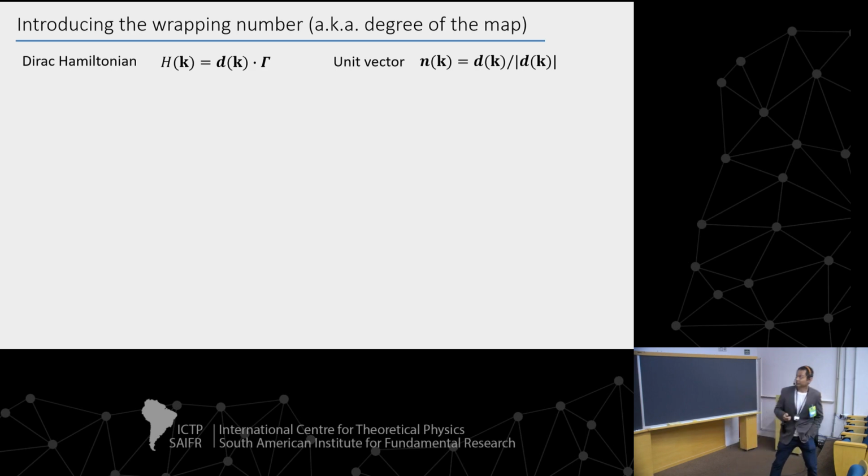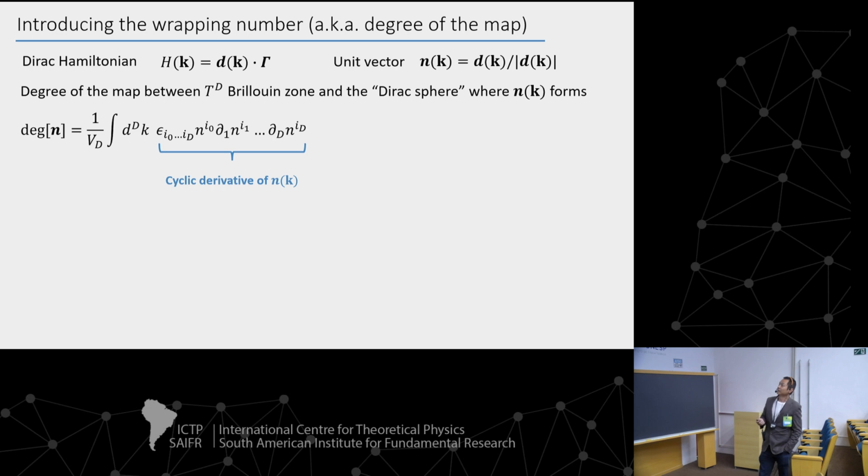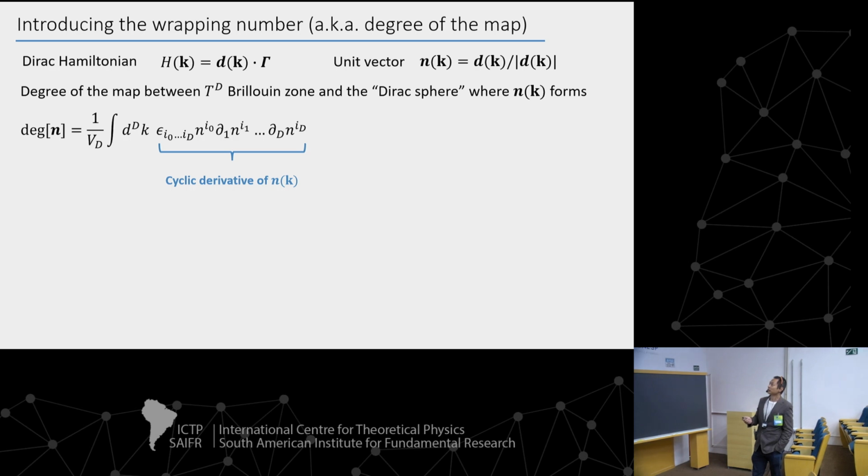I'm very short, so let me stand here. Then the degree of the map between the Brillouin zone torus and what we call the Dirac sphere, where this n of k forms, takes this form. You take every component of this n vector, combine it in this fully anti-symmetric tensor, and then in between them you insert the derivative over each direction of momentum. Then we claim that this is a universal topological invariant for any class on the periodic table.